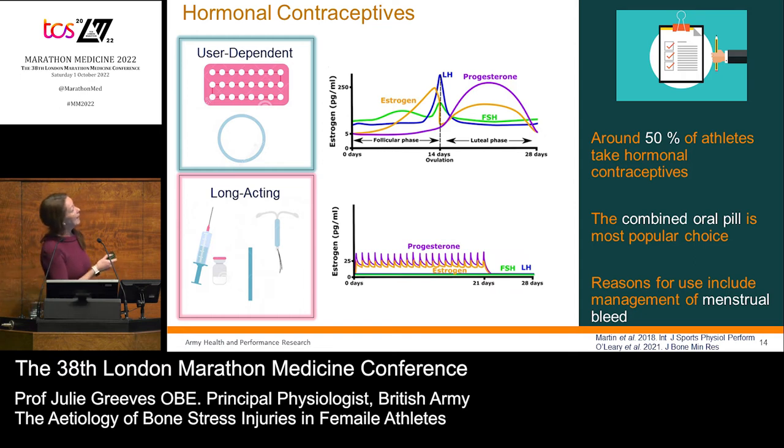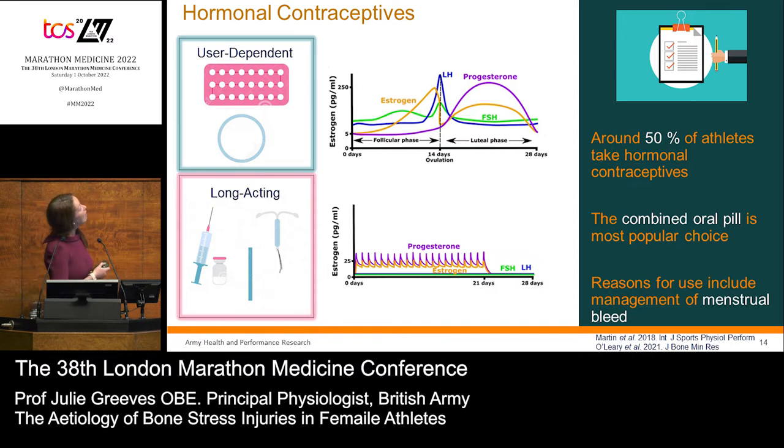What we have in the middle here is what effects the combined oral contraceptive can have on the natural endogenous hormones. So here we have estrogen and progesterone, and hormonal contraceptives largely work by inhibiting the hypothalamic pituitary axis, so that connection between the brain and the reproductive organs.